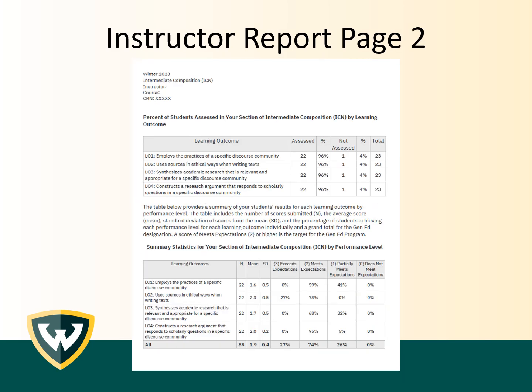The second page of the Gen Ed instructor report provides 2 tables summarizing the results of the assessment. The first table shows the 4 Gen Ed learning outcomes for intermediate composition and presents the number of students assessed for each learning outcome. In this example, 22 of the 23 students were assessed for all 4 learning outcomes, probably because the instructor used a single assignment to complete the Gen Ed assessment.